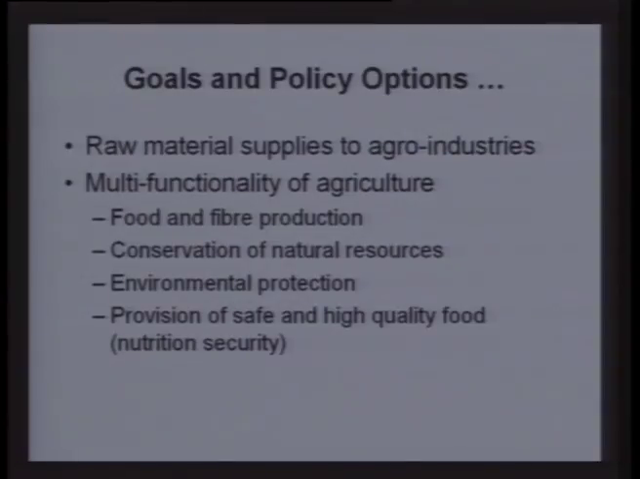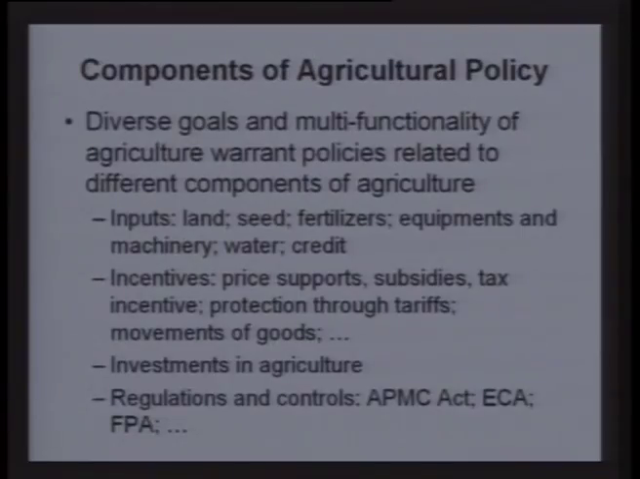Then multifunctionality of agriculture: food and fiber production, conservation of natural resources, environment protection, and provision of safe and high quality food. These are some of the goals of the agriculture sector. Then what are the components in agriculture policy? There may be diverse goals. There is always the multifunctionality of agriculture.